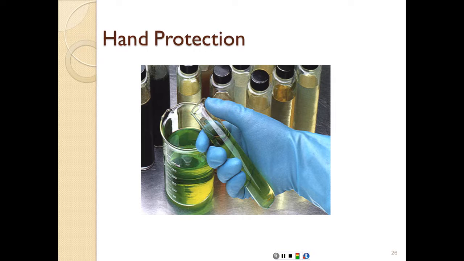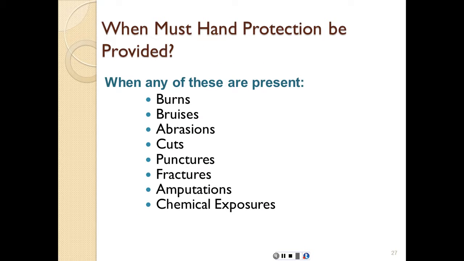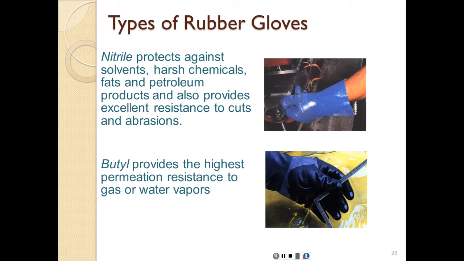For hand protection, it's mostly going to be gloves, and we're going to have different types of gloves depending on the operation, whether it's going to be cutting or chemicals or hot exposure, for example. So when must hand protection be provided? When any of these are present: burns, the probability of burns, bruises, abrasions, cuts, punctures, fractures, amputations, or chemical exposures. Any of these are going to require the use of gloves or hand protection.